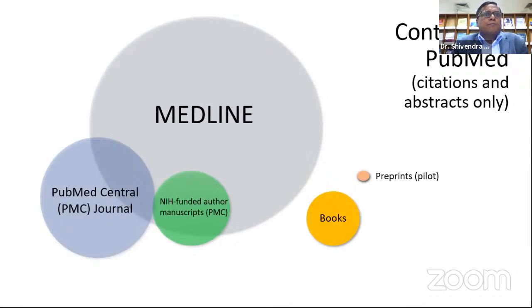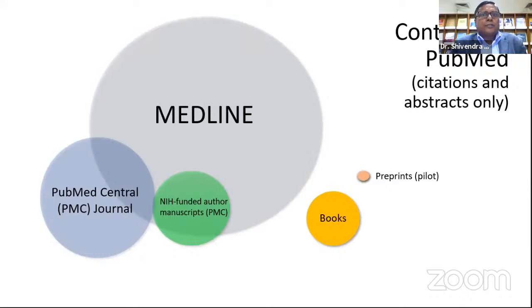Currently, MEDLINE is indexing more than 5,000 journals, almost 5,270. Those citations from the MEDLINE journals are the only citations in PubMed that have the National Library of Medicine's medical subject headings. Other citations are generally retrievable only by the words in the citation, abstract, and author-supplied keywords.